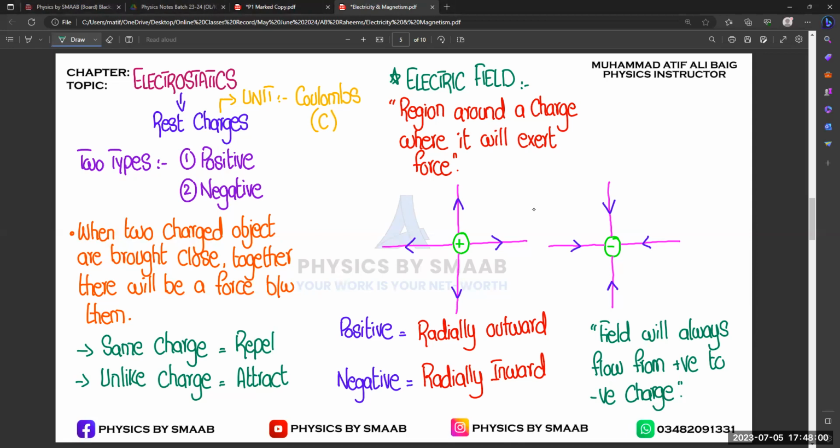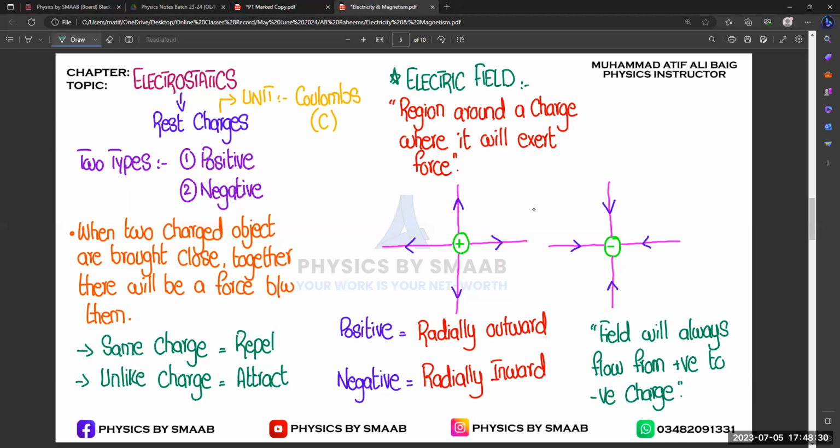Okay. So basically, I am writing a positive sign VE means positive and a minus sign VE means negative, right? So field will always flow from positive charge to negative charge, right? In short. Again, we are having the same electric field diagram, right? Let's suppose we place two positive charges close to each other, and we place a positive and a negative charge close to each other. So again, the same concept goes just like the magnet, right?